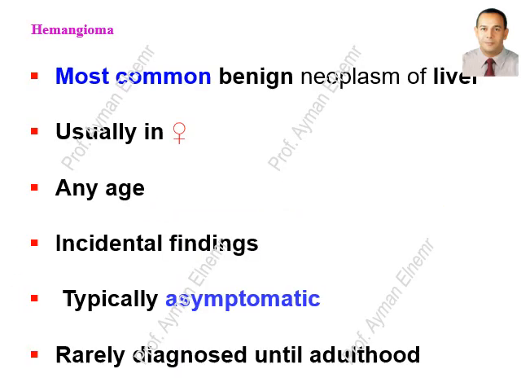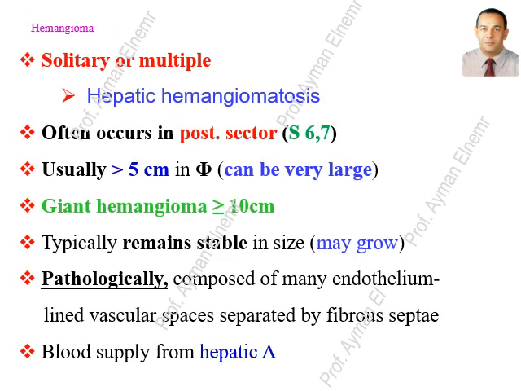Hemangioma. Hemangioma is the most common benign neoplasm of the liver, usually affecting females at any age. It is an incidental finding, typically asymptomatic and rarely diagnosed until adulthood. Hemangioma may be solitary or multiple. It often occurs in the posterior sector, I mean segments 6 and 7. It is usually more than 5 centimeters in diameter. However, it can be very large. Typically, it remains stable in size but may grow.